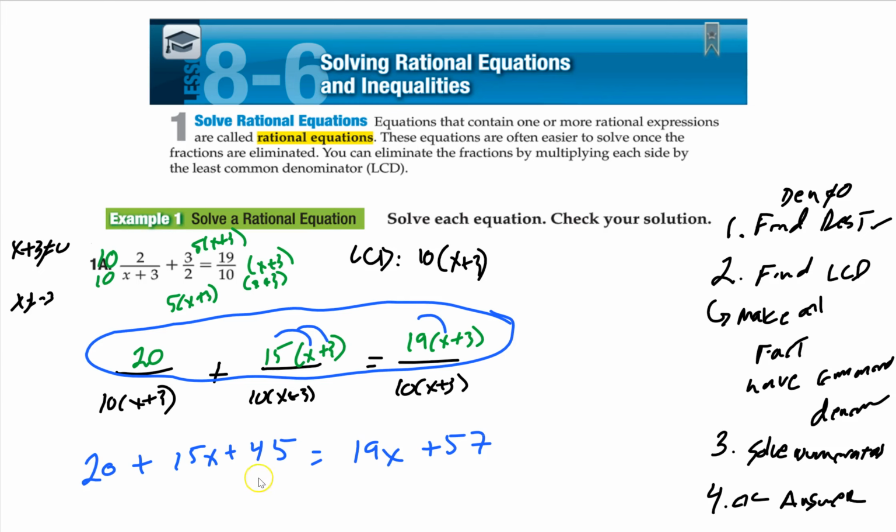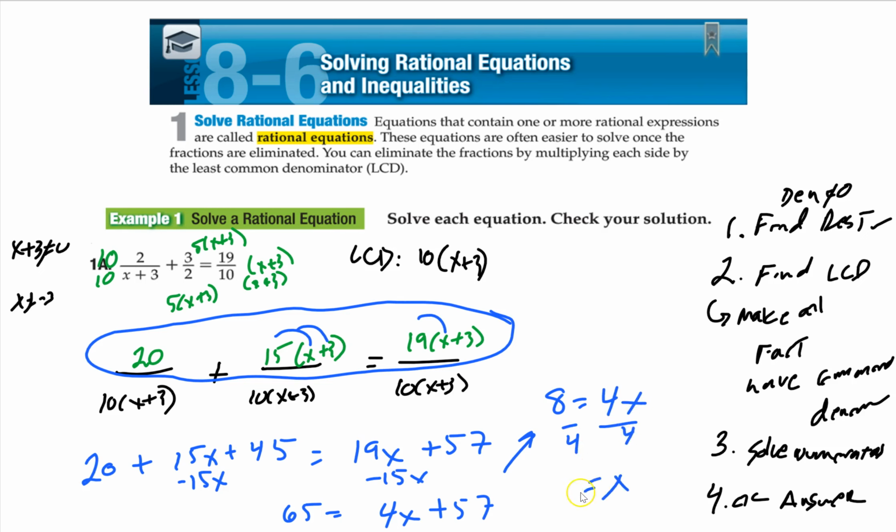Right, now it's a normal algebra problem. Let's subtract 15x from both sides. 20 and 45 is 65. So let me do this first actually. 65 equals 4x plus 57. All right, let's subtract 57 from both sides. So you subtract that, you're going to get 8. And then divide by 4. x equals 2. Right, so that's my answer.